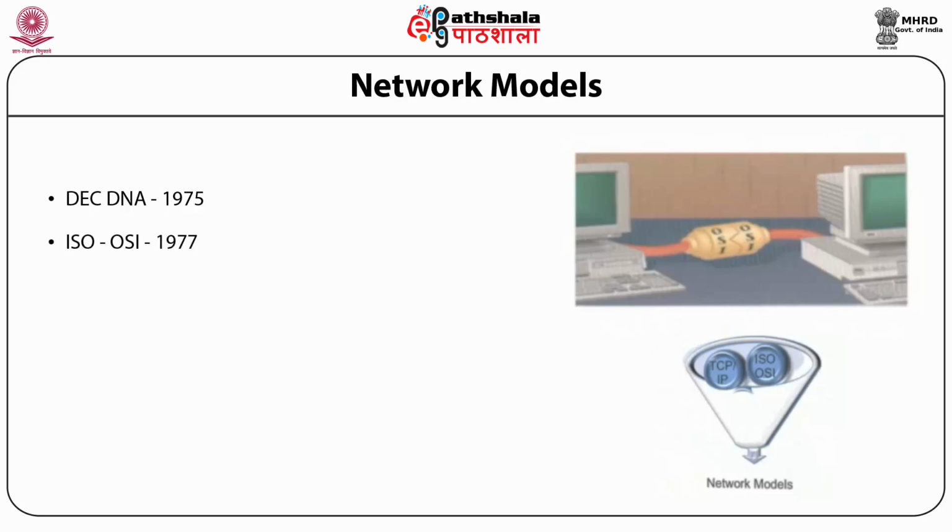And in 1977, the most popular model, the 7-layer model, was introduced in the network. That is called the ISO OSI model. ISO stands for International Standards Organization, and OSI stands for Open System Interconnection. This is one of the very popular, standardized, and open models in the network.